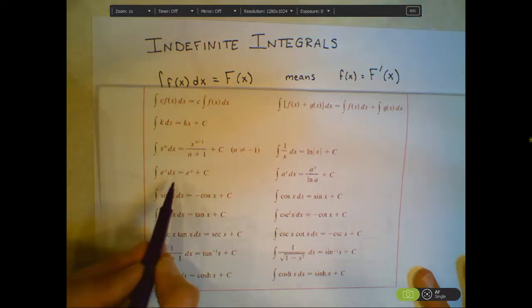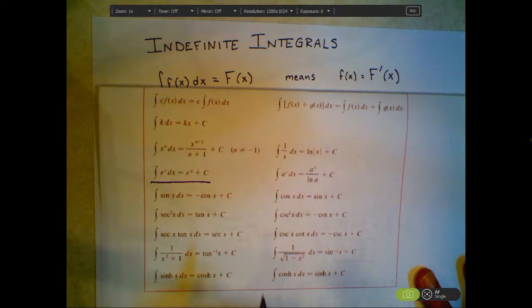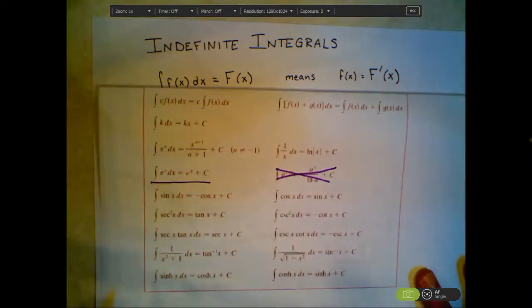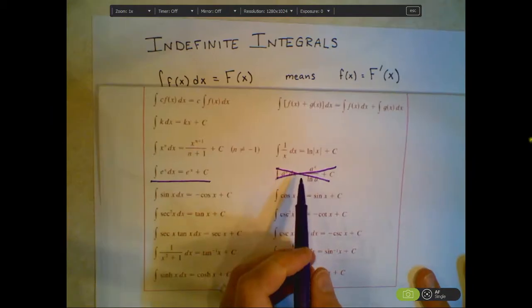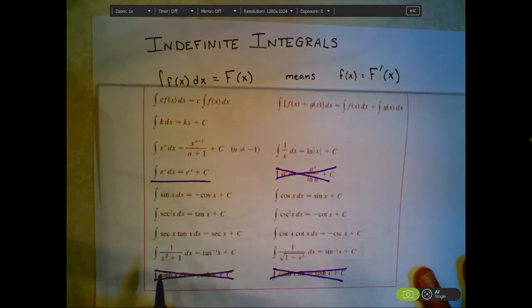You do need to know that the antiderivative of e to the x is e to the x, but we aren't going to worry about alternate bases. This is something I might put on a homework, but you won't have it on exams. Similarly, we aren't going to worry about hyperbolic trig functions. Those are things I don't care about. The rest of these I do think are important though.